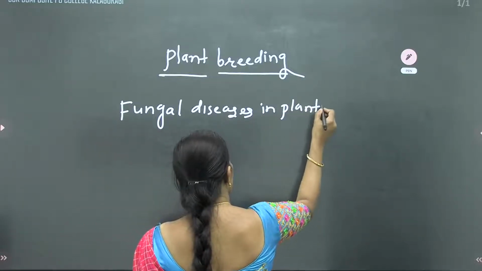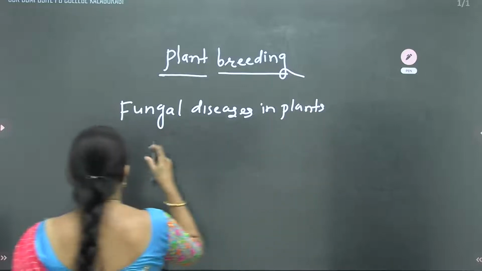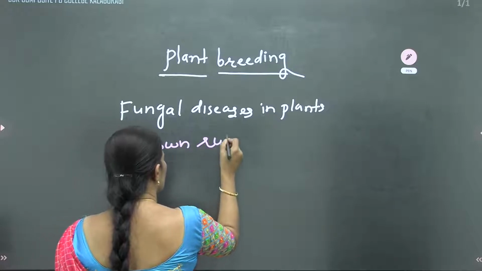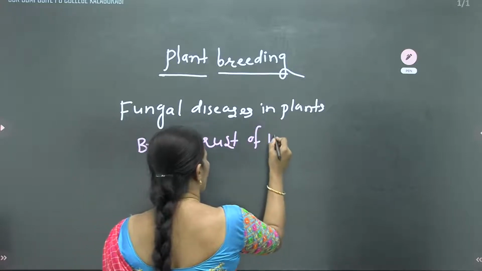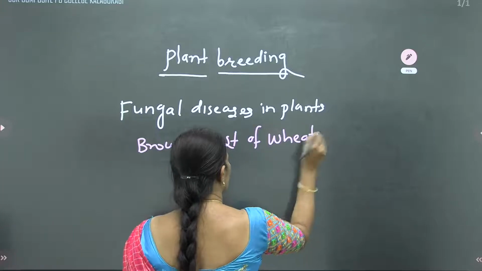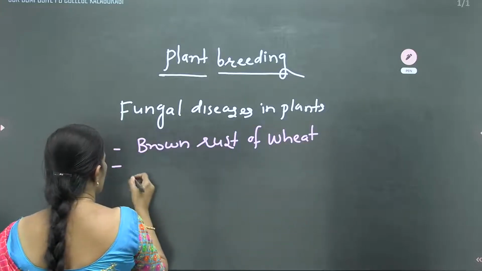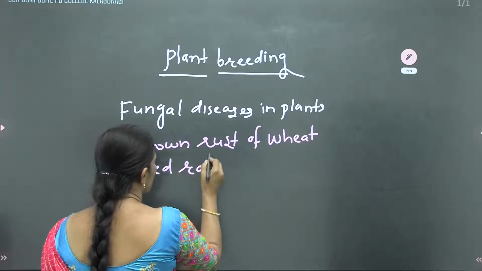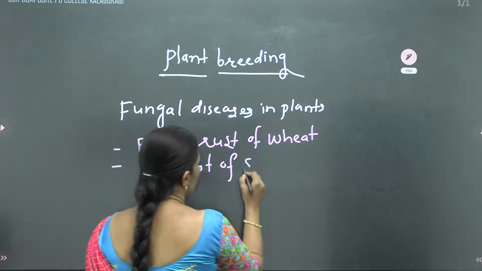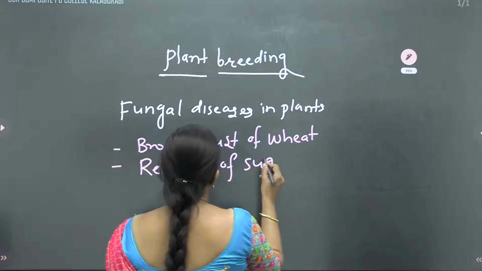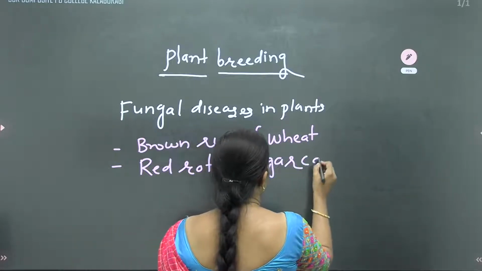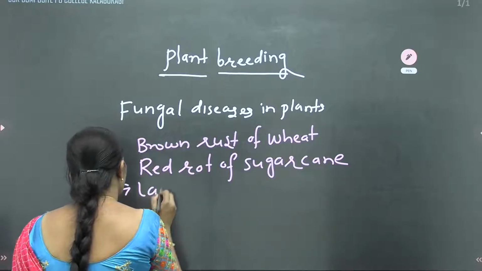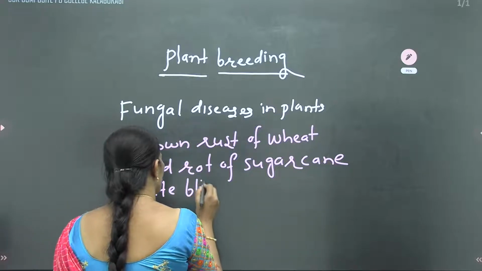Fungal diseases in plants are brown rust of wheat. The second one is the red rot of sugarcane. Then the third one is the late blight of potato.